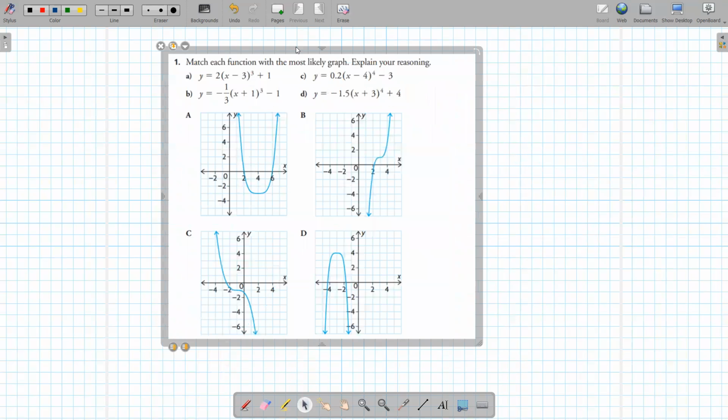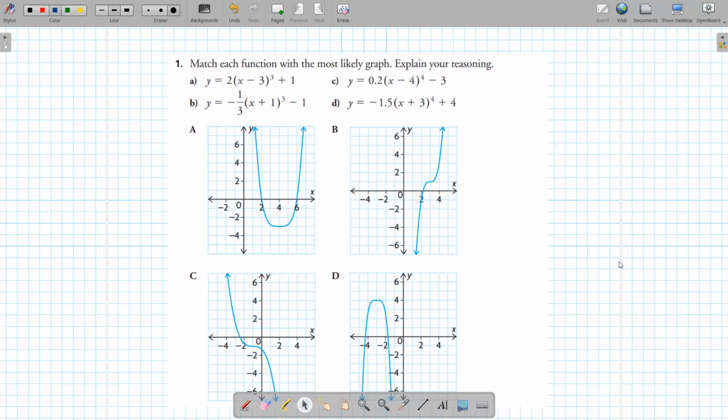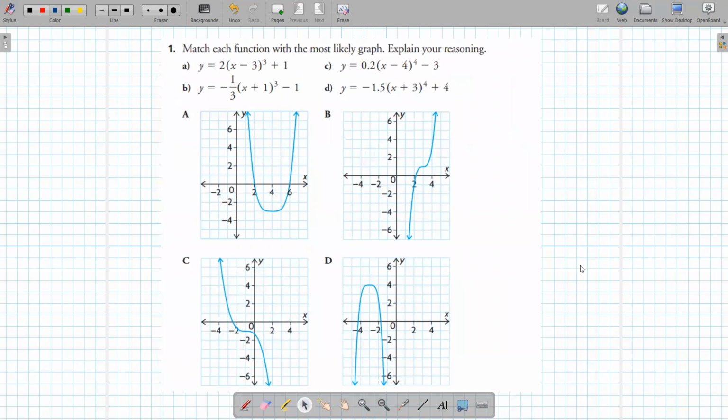Okay, here it says match the function with its most likely graph, and explain how you got to that conclusion. Let's look at this graph. Is this an even degree or an odd degree polynomial? It's even. Right, so is it C or D? C and D are the only even ones. Is it positive or negative? Just look at the leading coefficient, right? It's between C and D. Yeah, it has to be C, right? So this one is C.